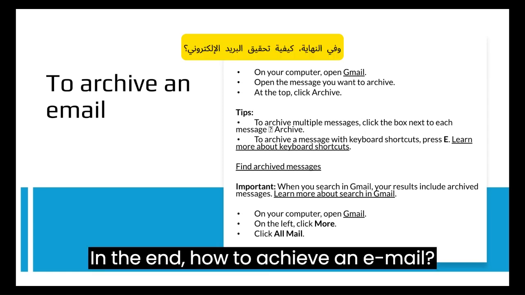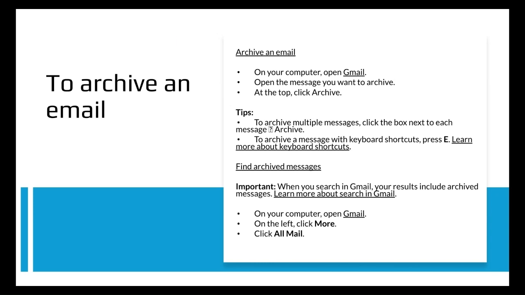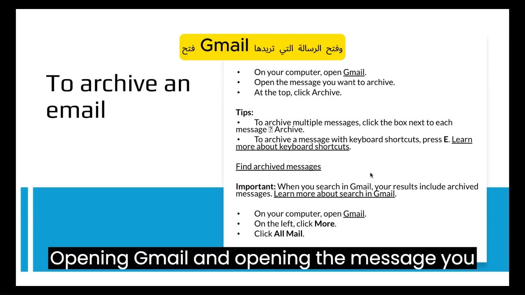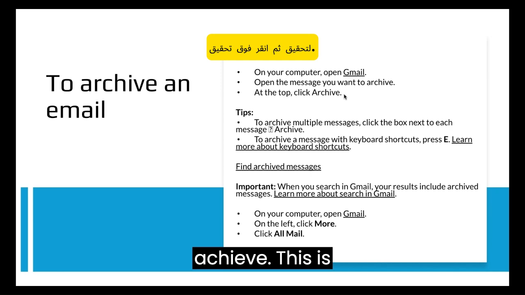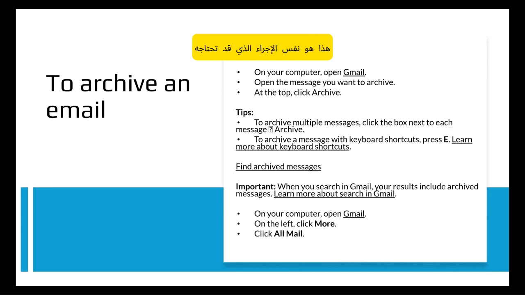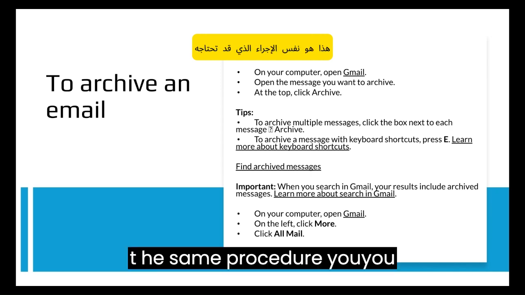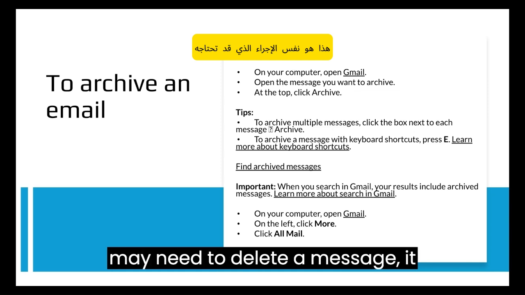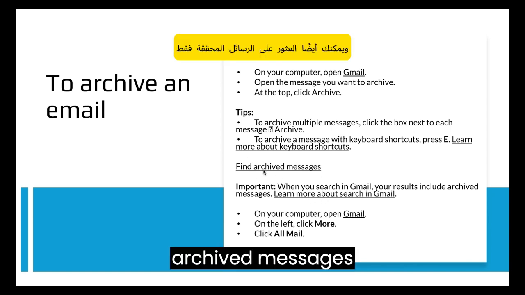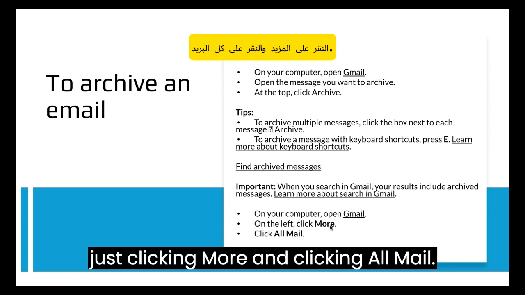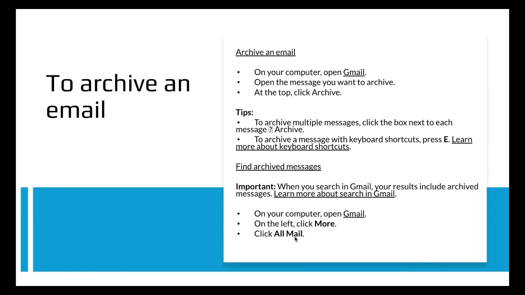In the end, how to archive an email. Open Gmail and open the message you want to archive, and then click archive. This is the same procedure you may need to delete a message. It is the same, and you can also find archived messages by clicking more and clicking all mail.